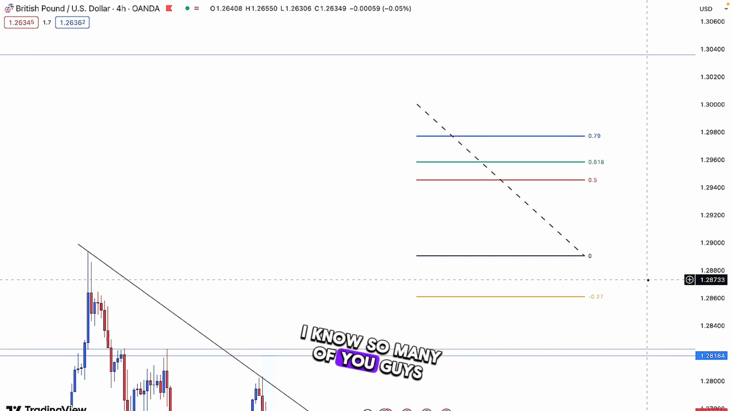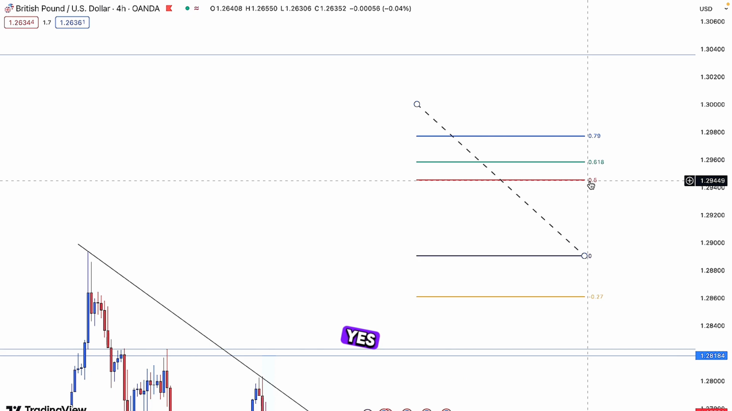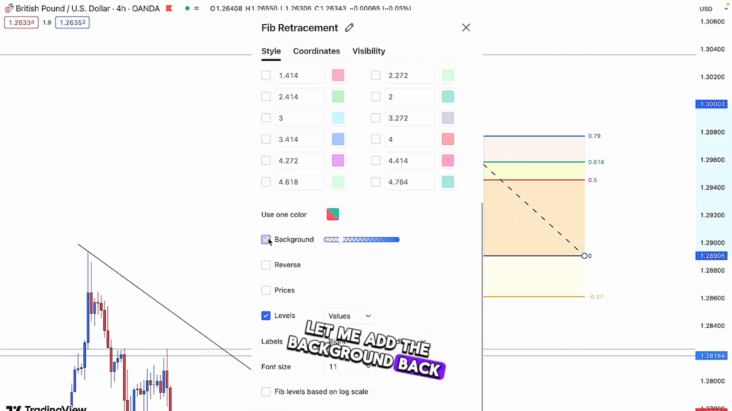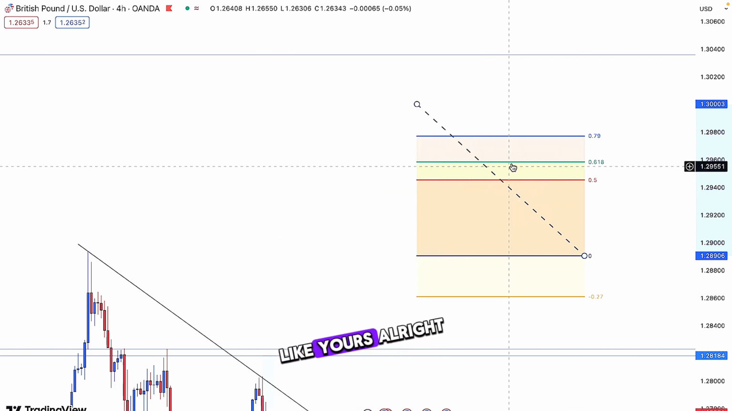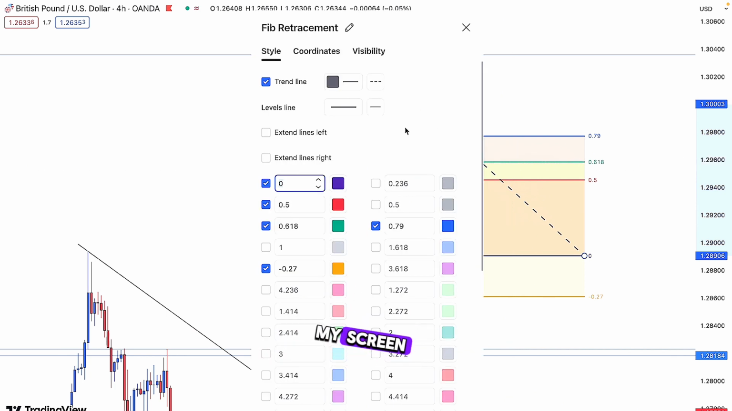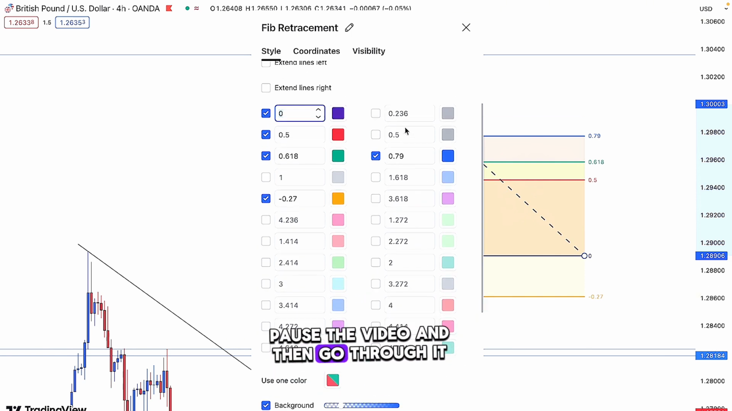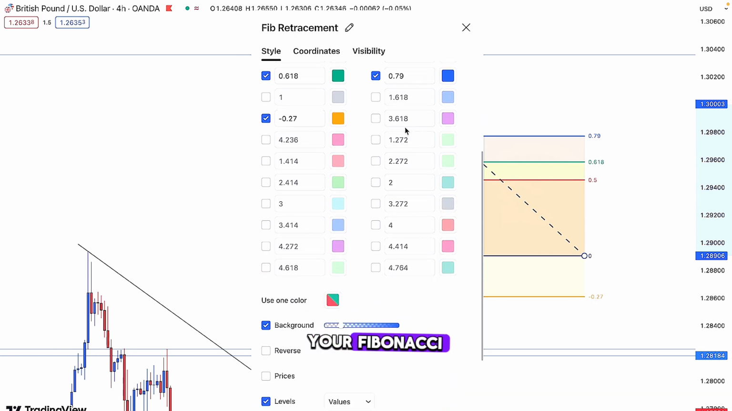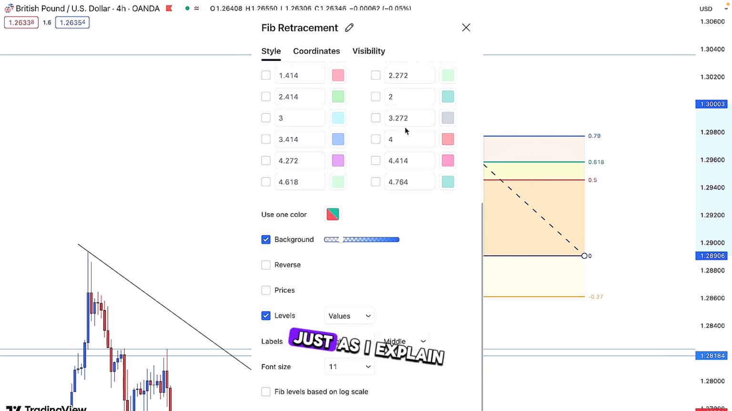I know so many of you guys, your Fib can be different from mine, thereby having the background right there. Yes, you can actually customize it. Let me add the background back in order for it to look just like yours. If you want to customize it, it is nothing other than following the simple steps right on my screen. So in order for your Fib to look like mine, pause the video and then go through it. I'm going to scroll up for you. You can pause the video and then edit your Fibonacci just like mine so you can utilize it just as I explained. If you go to the coordinates, it is the same thing.